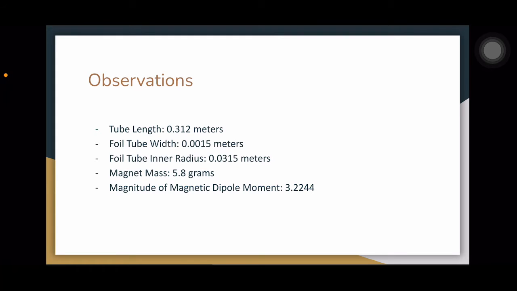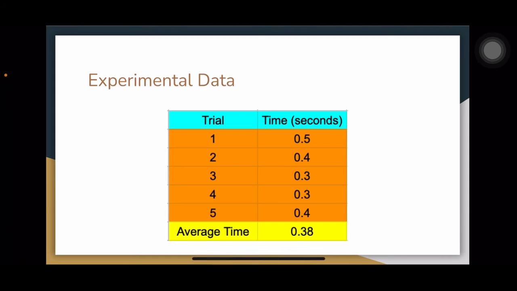After completing the experiment, you must record the tube length, foil tube width, foil tube inner radius, magnet mass, and the magnitude of the magnetic dipole moment from Lab 1. For my experiment, in the first trial the magnet fell within half a second, and during the second through fifth trials, they were all less than half a second. The average time for each trial was 0.38 seconds.